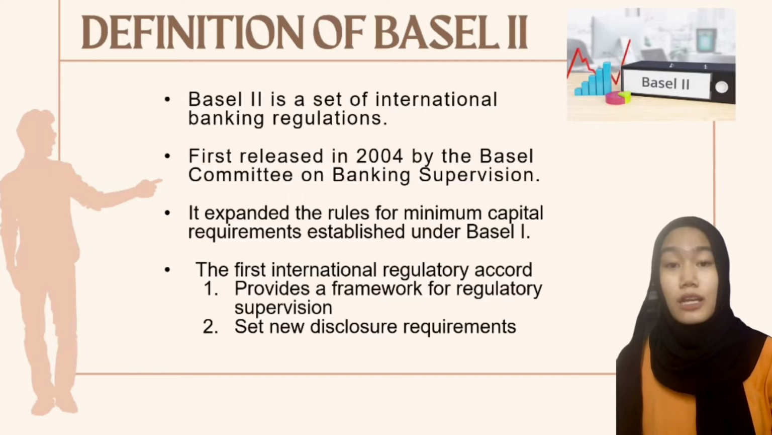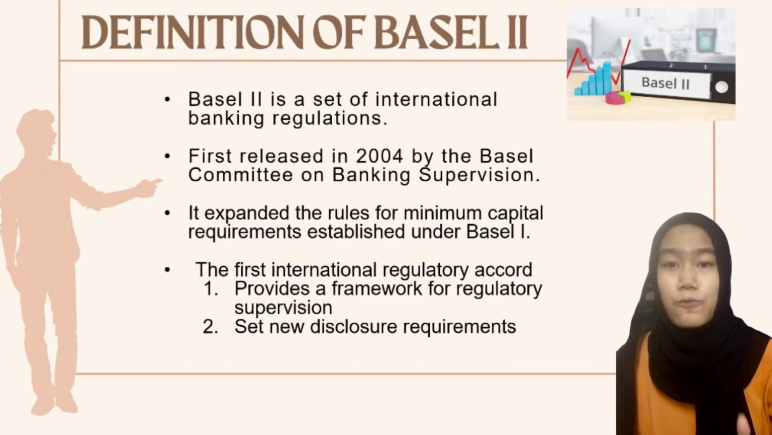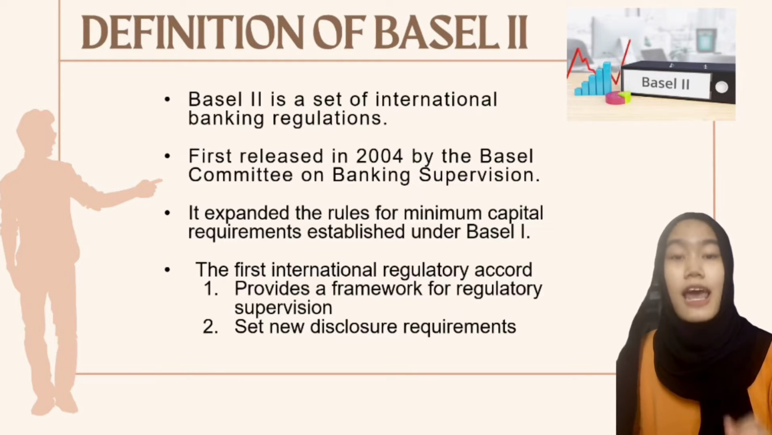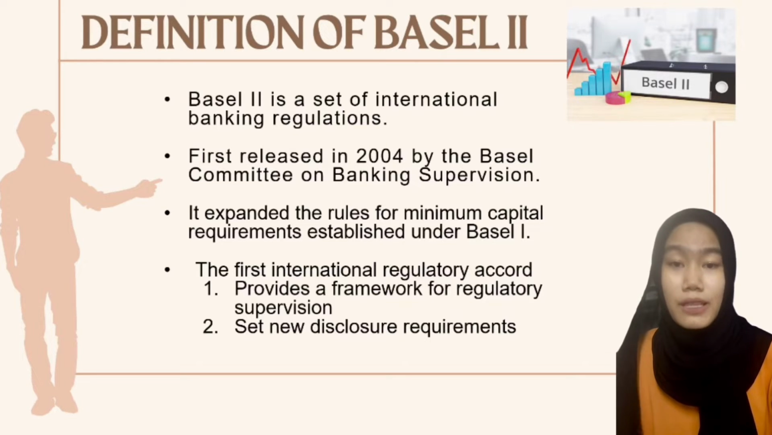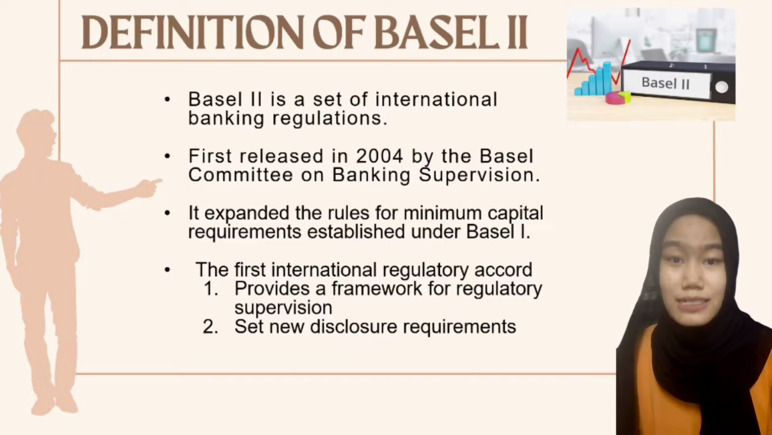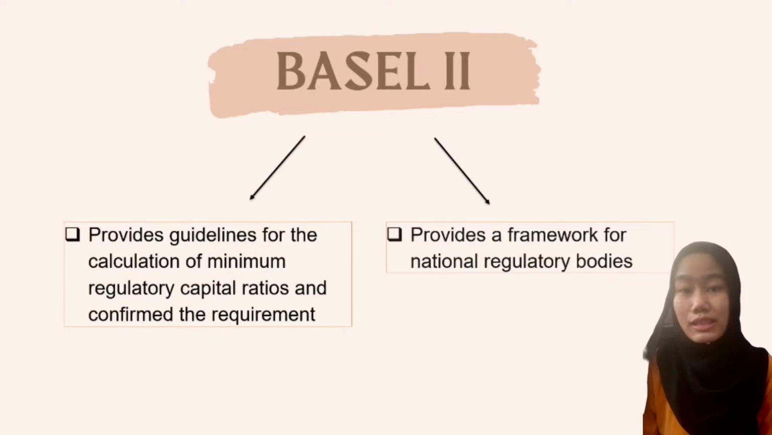Basel II is a set of international banking regulation first released in 2004 by the Basel Committee on Banking Supervision. It expanded the rules for minimum capital requirement established under Basel I. The first international regulatory accord provided a framework for regulatory supervision and set a new disclosure requirement for assessing the capital adequacy of banks. Now, let's move on to the next slide.